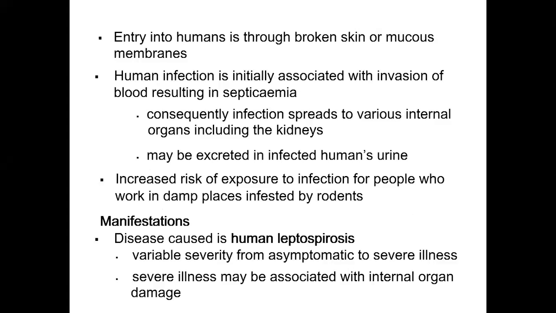So once a person is exposed, the organism enters through broken skin like the others, or mucous membranes. Human infection is initially associated with invasion of the blood, resulting in septicemia. So it gets in and gets straight into the blood circulatory system. And consequently, the infection spreads to various internal organs, including the kidney of that particular individual. So the person might excrete the organism in the urine.